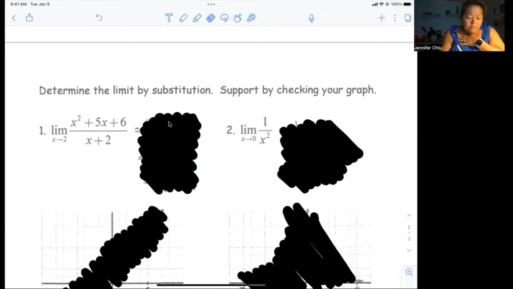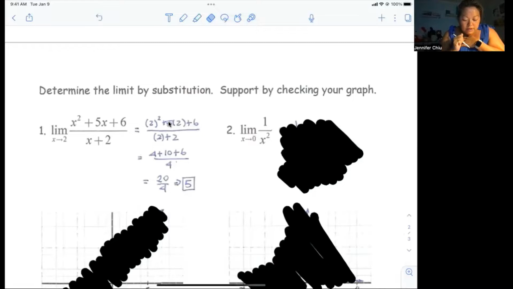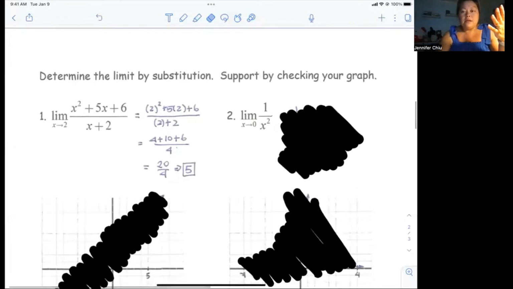We're very lucky. We plug this in, we get a beautiful answer, because there's not a number that gives you a 0 in the denominator. So it gives you this nice 5 here. You plug in the 2, you get a 5. Nice and easy. Now, how do I graph this function?